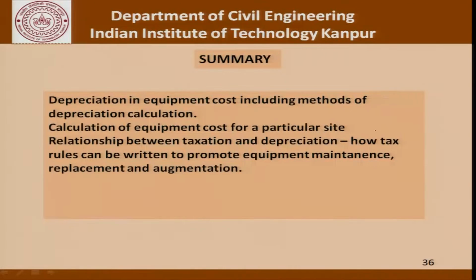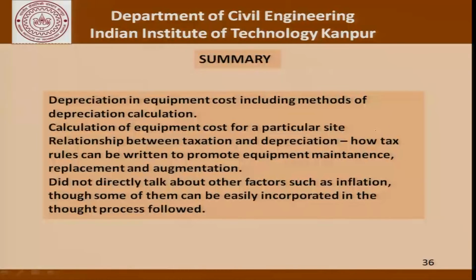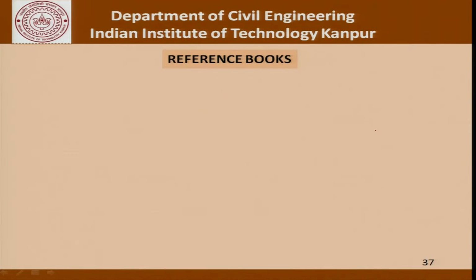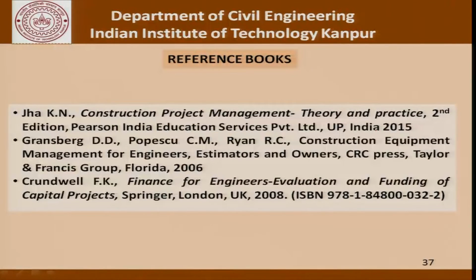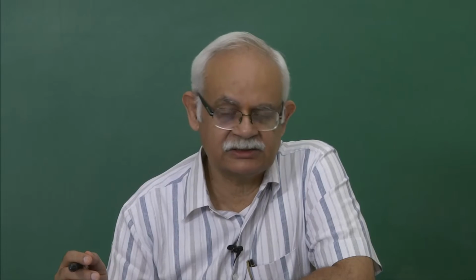What is the total amount of depreciation which is debitable to the expenses at a particular site, and we continued our discussion to relate taxation and depreciation and how tax rules can be written to promote equipment maintenance, replacement and augmentation. And finally, though we did not talk directly about other factors such as inflation, some of these can be incorporated in the thought process followed. So, with this I can give you a list of books or references which would help you understand the subject better, and we close this discussion on economic considerations in construction management.